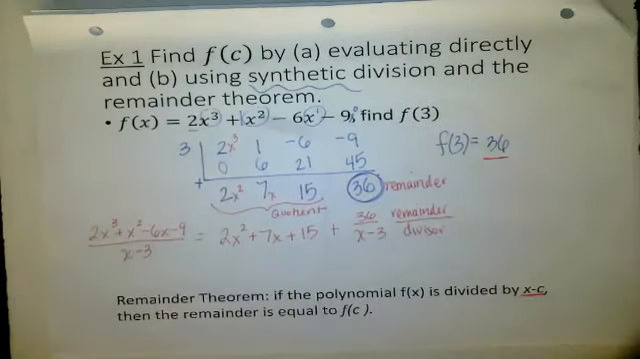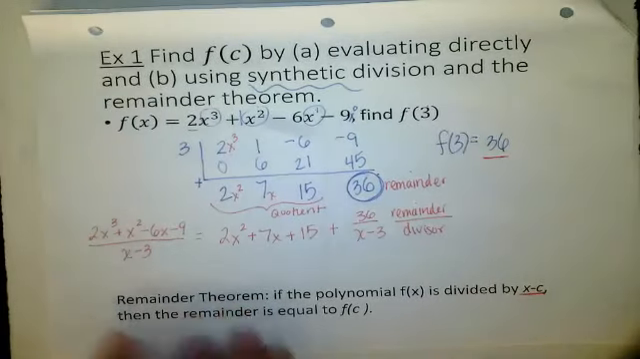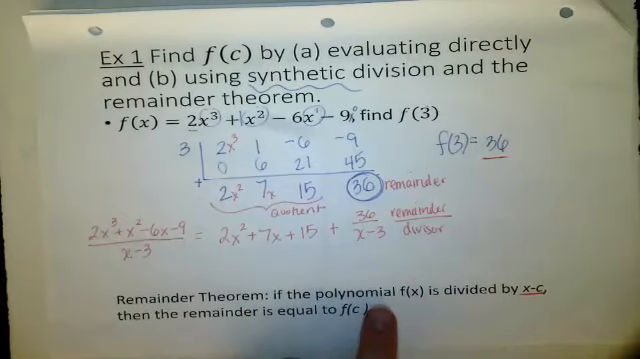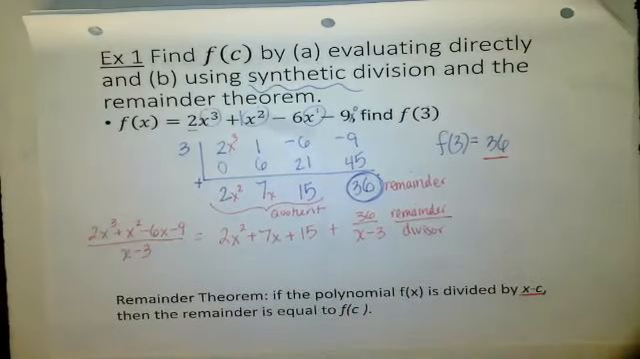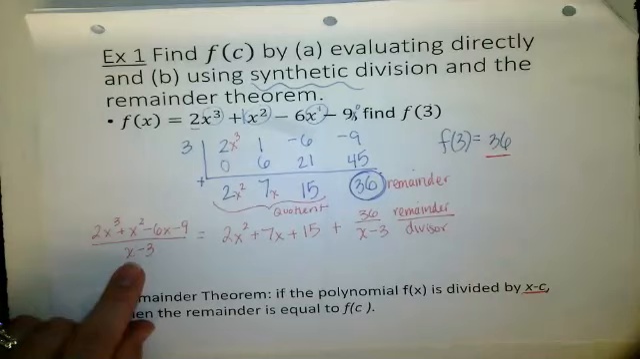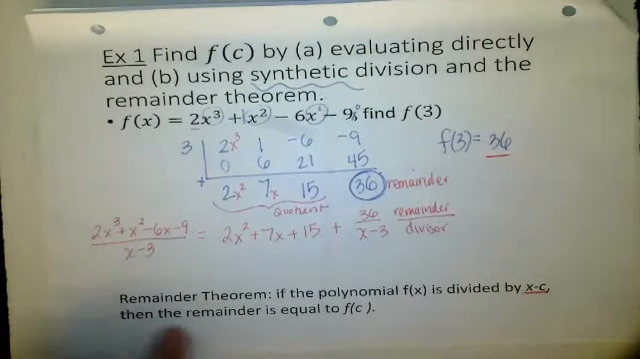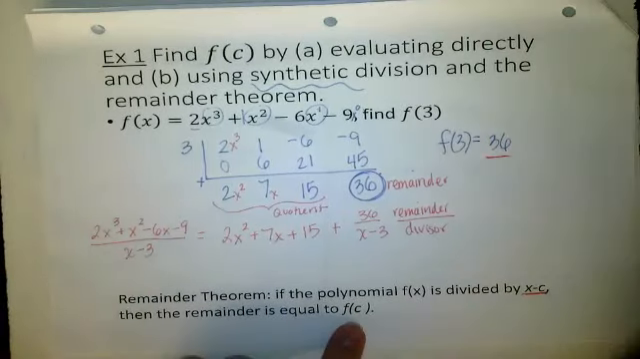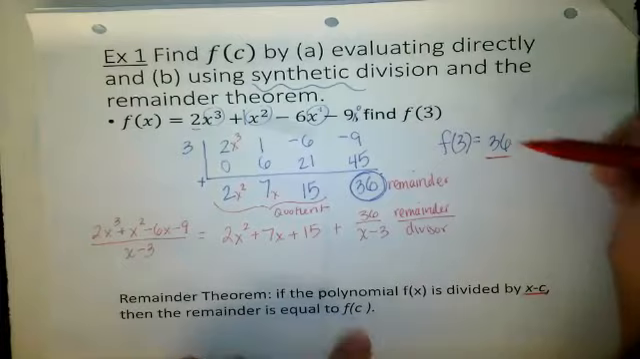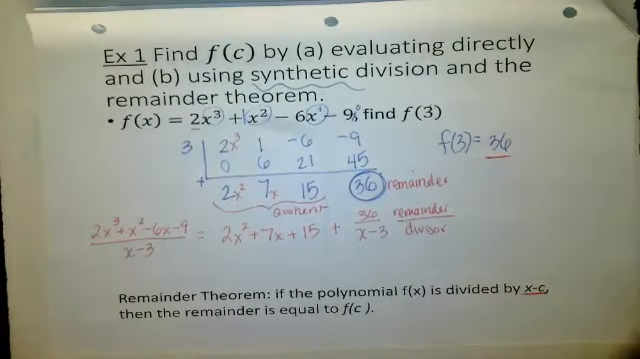Okay. So here's the remainder theorem. The remainder theorem says if the polynomial f of x is divided by x minus c, there's our x minus c, then the remainder is equal to simply just plugging it in. Totally weird. It's totally weird. But it makes sense.